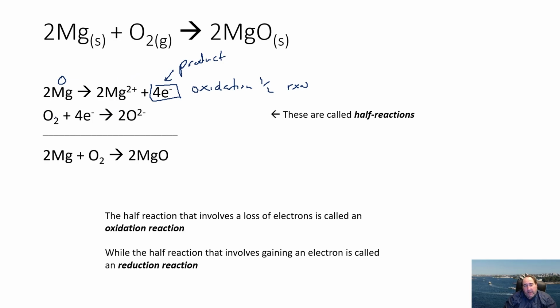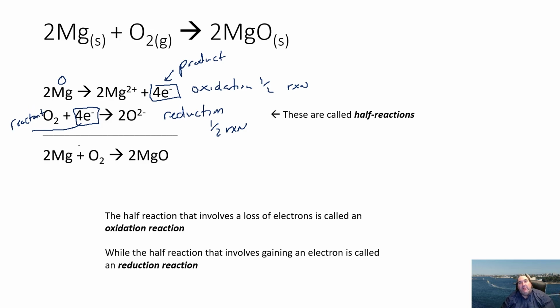And this is oxygen gaining those 2 electrons. And this is the reduction half reaction. And it's gaining those electrons. So in a reduction half reaction, we typically see electrons as a reactant.